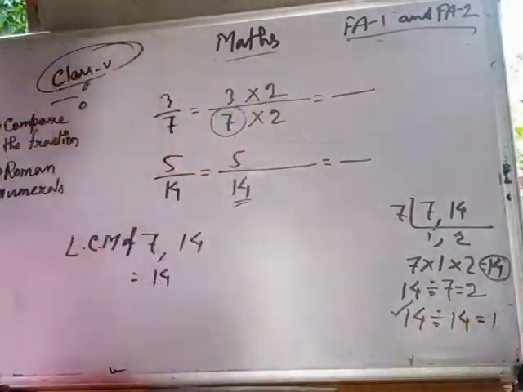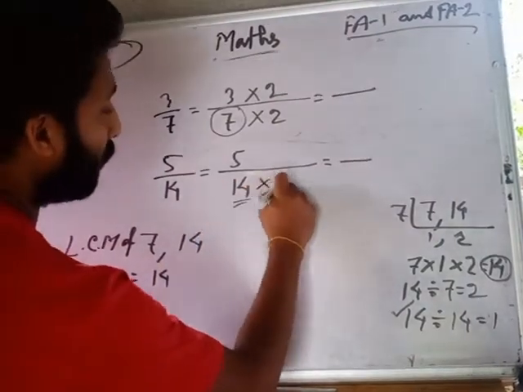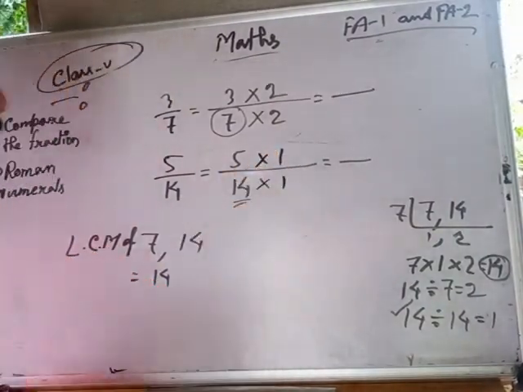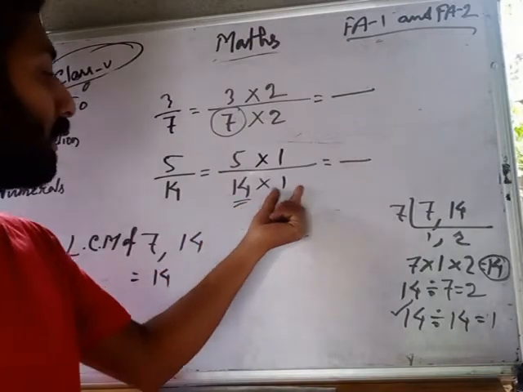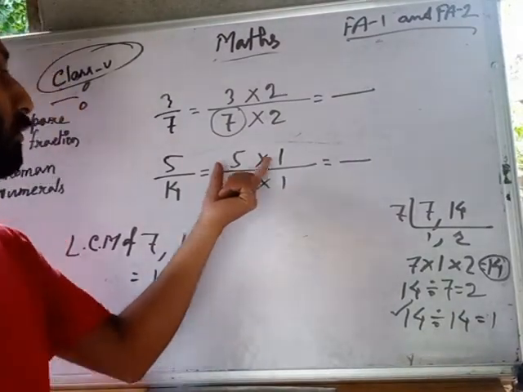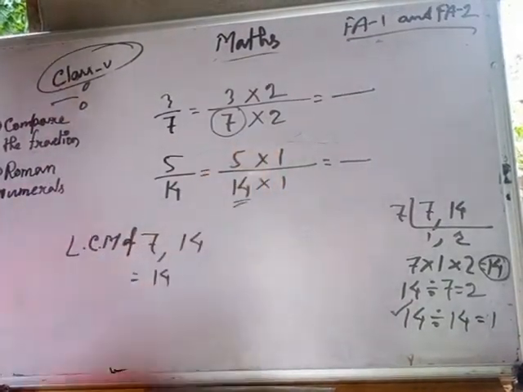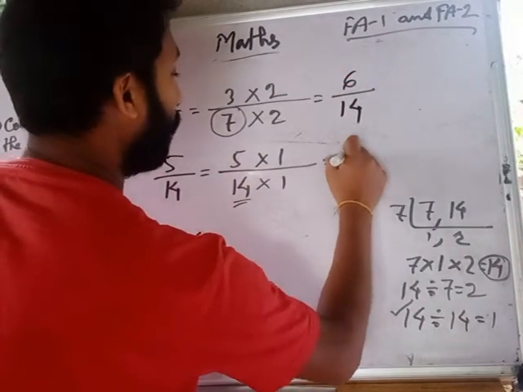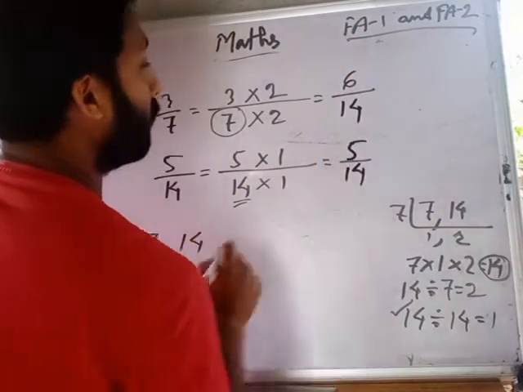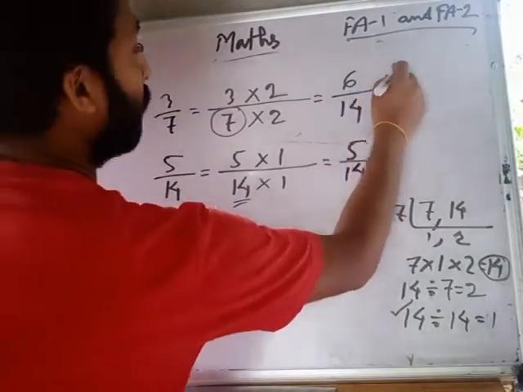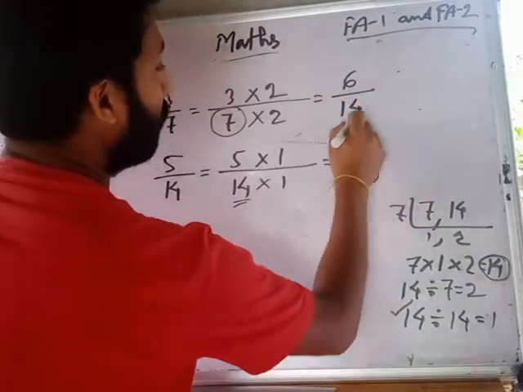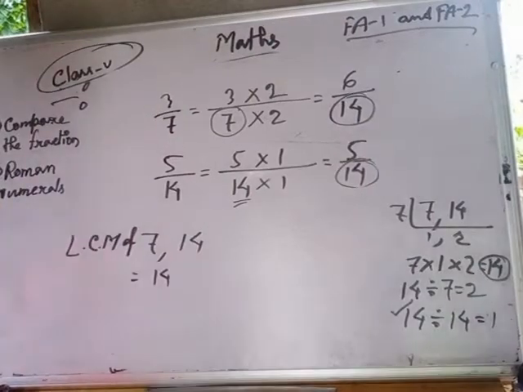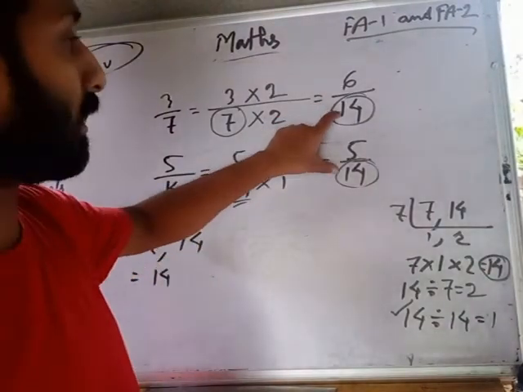the LCM by this denominator. It is 1. So we should multiply with 1, because if we multiply the denominator with 1, we should also multiply the numerator. 3 twos are 6 and 2 sevens are 14. 5 by 14 is also 14. Both of these fractions have the denominator 14. That means like fractions.